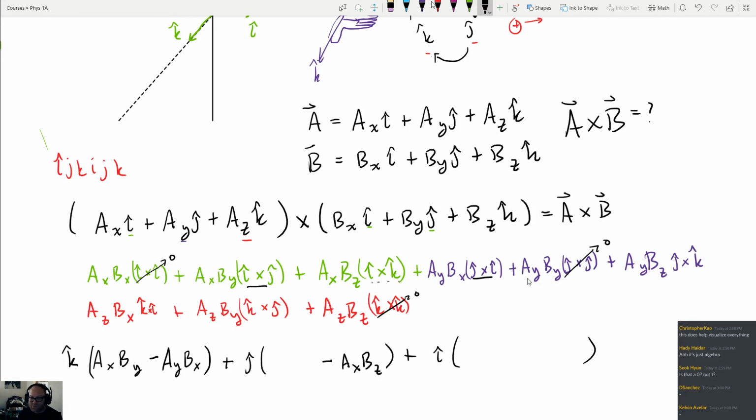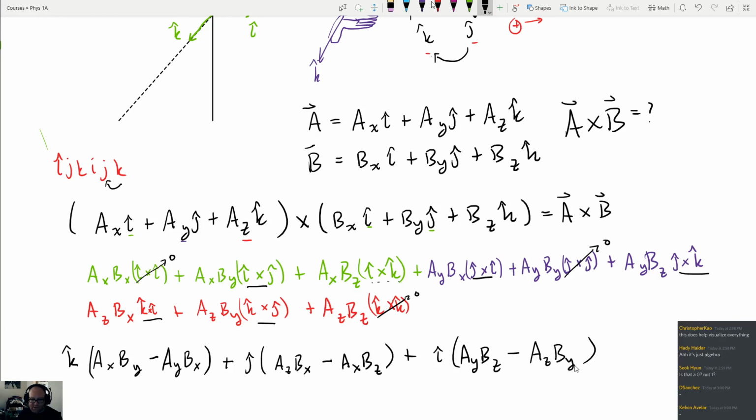Where's the other KI term? It is there. That's going to be my positive one, right? KI is positive. So you go AZBZ or AZBX. And finally, for I hat, it's the remaining terms. That must be JK, which is here, and KJ, which is here. J cross K is going to be the positive one, so we go AYBZ. And then minus KJ is backwards, right? So we get a negative AZBY.